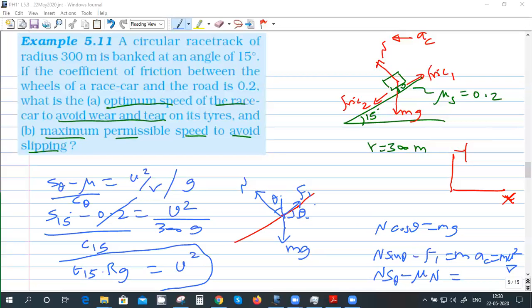The force which is acting downwards, it's what? Down the plane. It's mg sin theta. Normal reaction, friction force, mg sin theta downwards. Normal reaction is perpendicular. So mg sin theta.